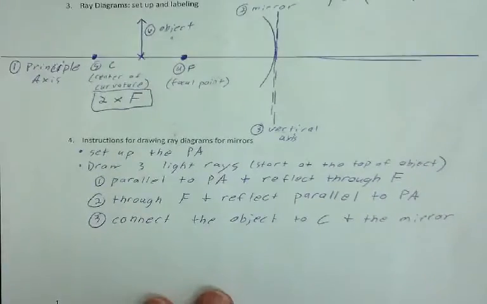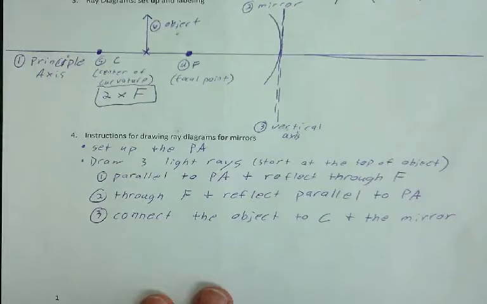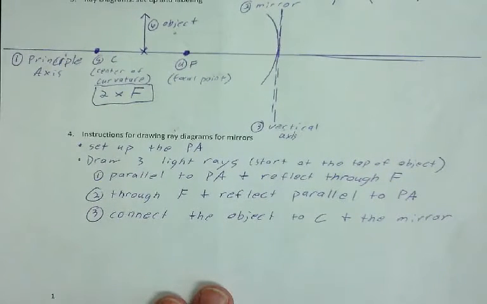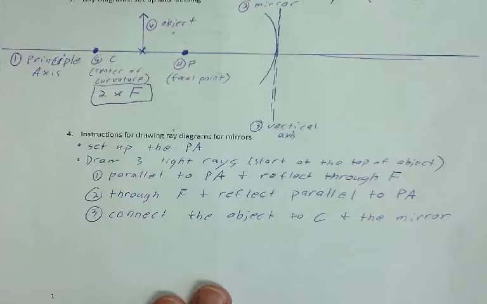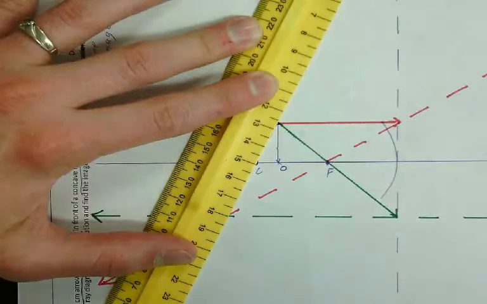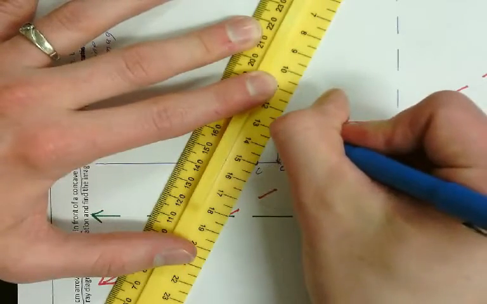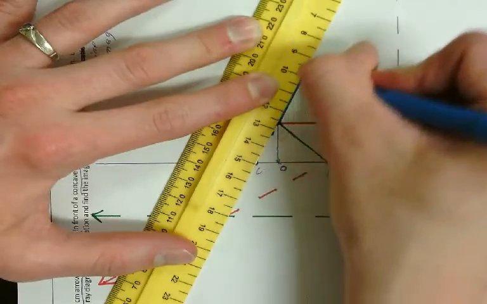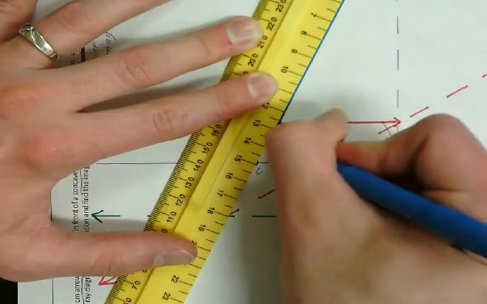So we're going to connect the object to C and connect the object to the mirror. So I'm connecting C and the object. I'm drawing a line that's going to basically follow that pattern. It's going to go towards the mirror, and then it's going to reflect.